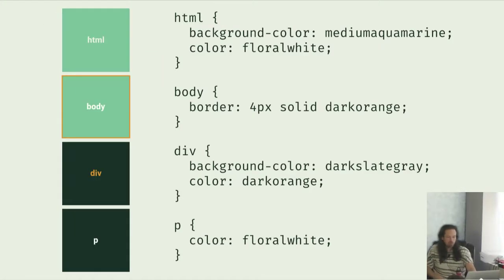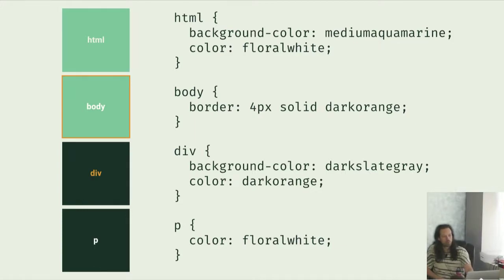So here's sort of an example, right? We can say that for the HTML, the background color is medium aquamarine. That's that nice little turquoise, or medium aquamarine if you want to be super accurate. The color is floral white. Why not just white? Floral white's a nice off-white. I don't like to use pure white in my designs. I like to use slightly off-white colors. It's a little bit nicer, less contrasty, right? So that means that this part of the document, the HTML, has these styles applied.